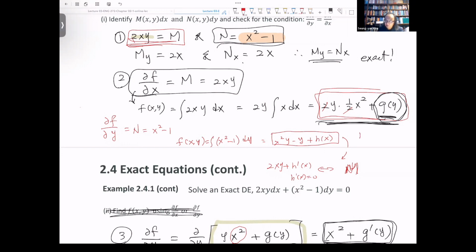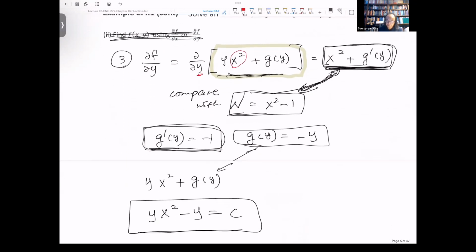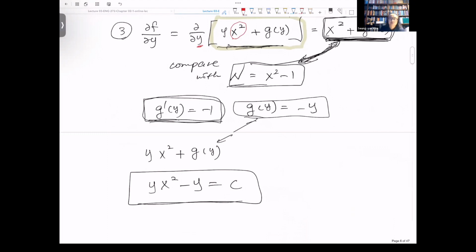So x squared y minus y equals c, which is the same one, right? So you can use n or m, right? It's so confusing, okay?